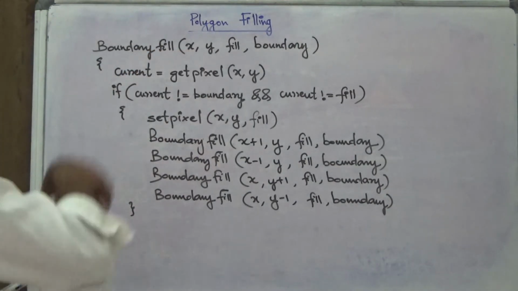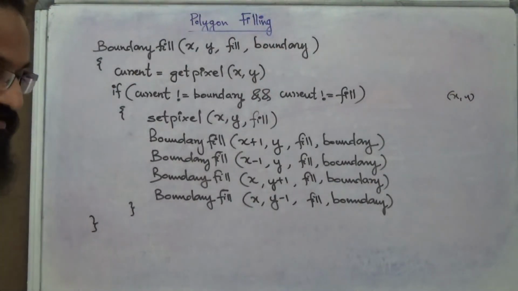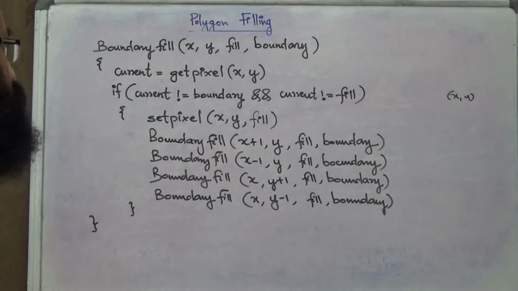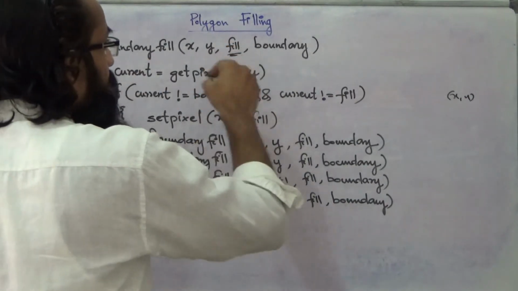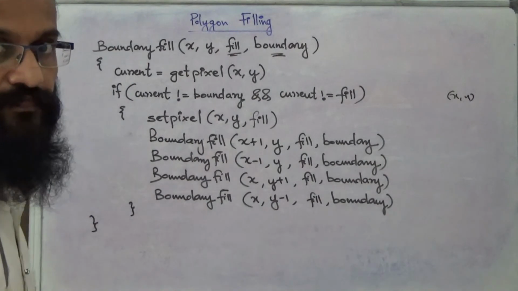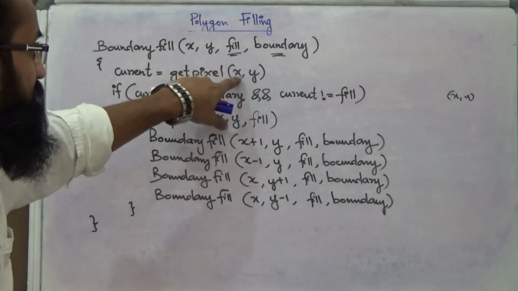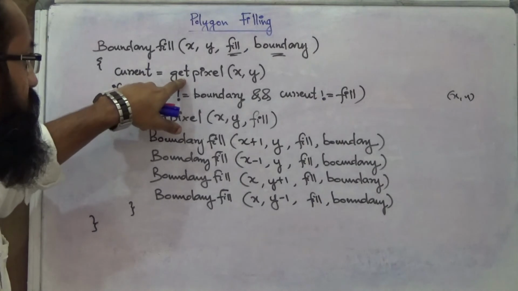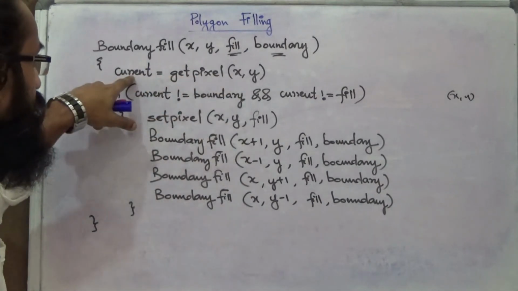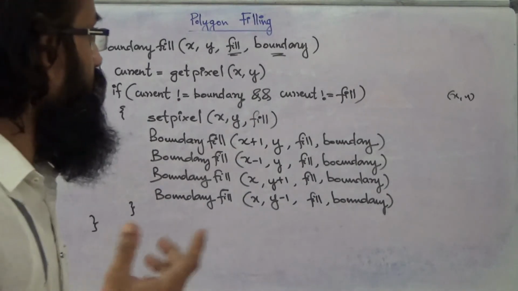The initial invocation will be based on the seed pixel x y, and the successive invocations will be based on the adjacent coordinates corresponding to the pixel under consideration. So it receives x y as parameter, then fill represents the new color to be filled and boundary represents the boundary color. Now it will take the intensity of the current pixel x y. The intensity of the current pixel is obtained using the function getPixel x y, that will be stored in current, and it will check whether the current pixel is not of boundary color and not of fill color.